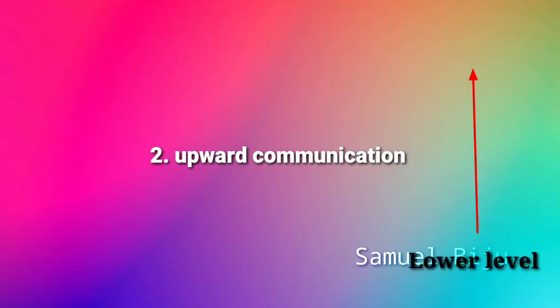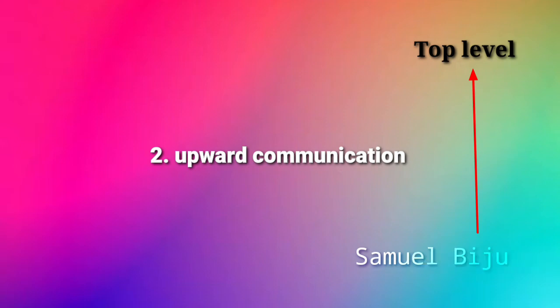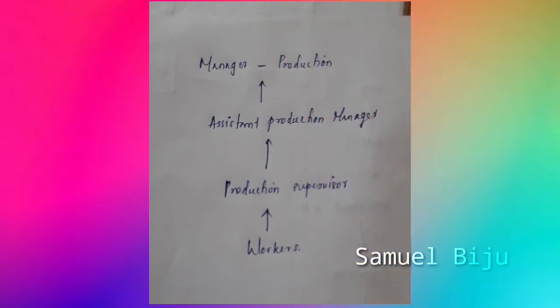So let's talk about the second one, upward communication. This channel of communication flows from lower level to top. It starts from people at the lowest level of an organization and reaches the top. An open door policy, social gathering, counseling, etc. are some common methods of upward communication. And now you guys can see how upward communication flows in an organization. It starts from workers to production supervisors, and production supervisors to assistant production manager, and it goes to manager of production. So it flows from the bottom to top.